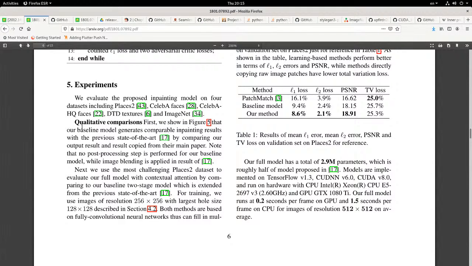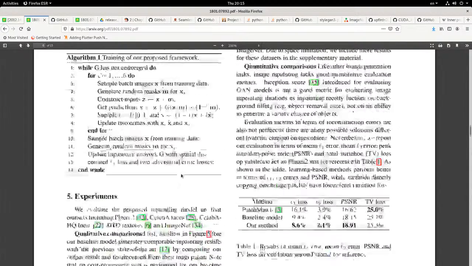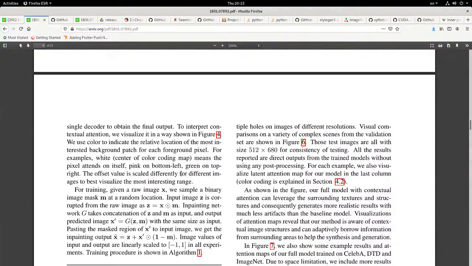We show in Figure 5 that our baseline model generates comparable in-painting results with the previous state-of-the-art by comparing our output result and result copied from the main paper. No post-processing steps are performed in our baseline model, while image blending is applied to a result of 17. Okay, this is all just a batch.